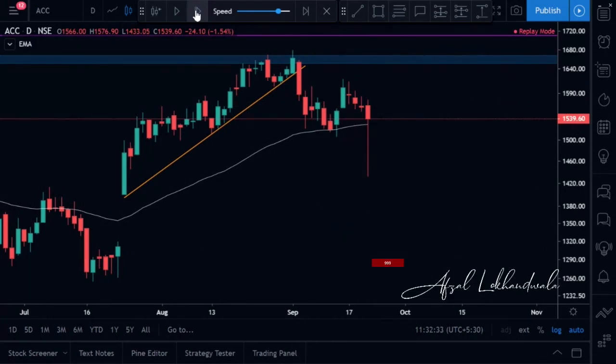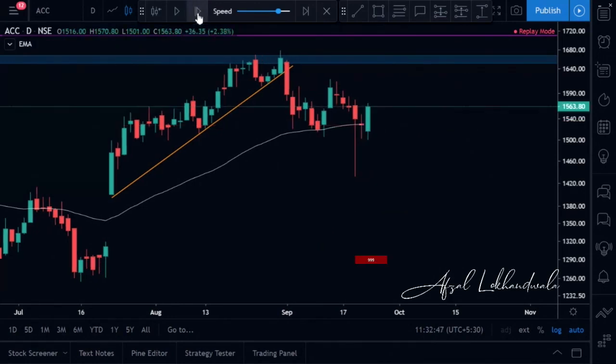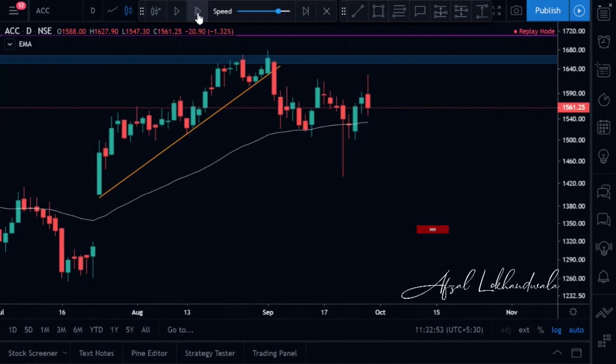It has rejected 50 EMA. Not a good sign to go short. Not quite broken. There is a doji candle, a confusion. Price can move up, price can move down. No surety. See, as expected, price moved up. Now a M top can be seen. An average M top. Let me play this.